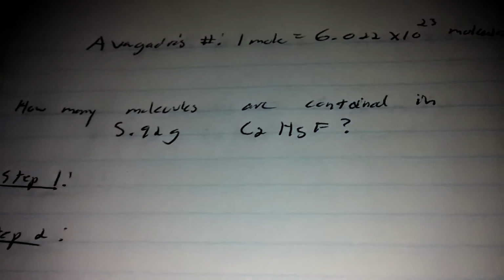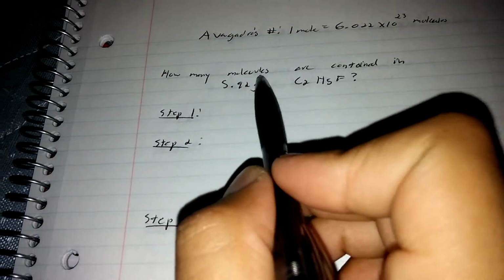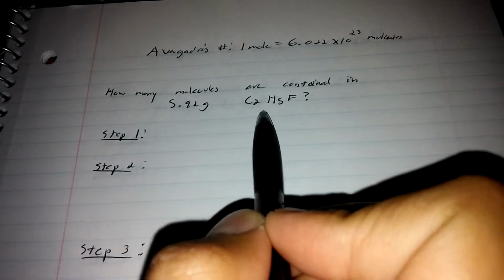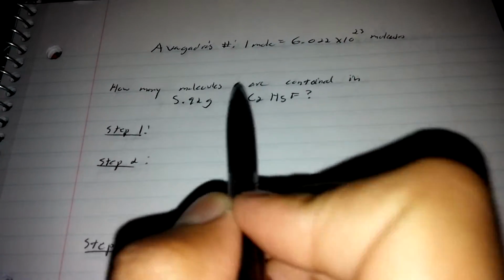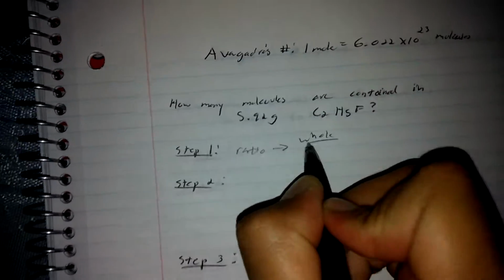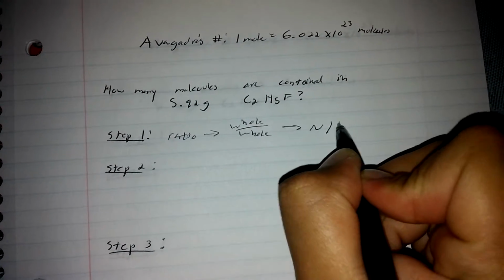Our first step would be to find our ratio. Now, if you notice here, the question is asking the whole molecules of the compound, and it has also given us the whole sample size of the compound. Now, when you have a ratio that is whole to whole, that results in no ratio at all.